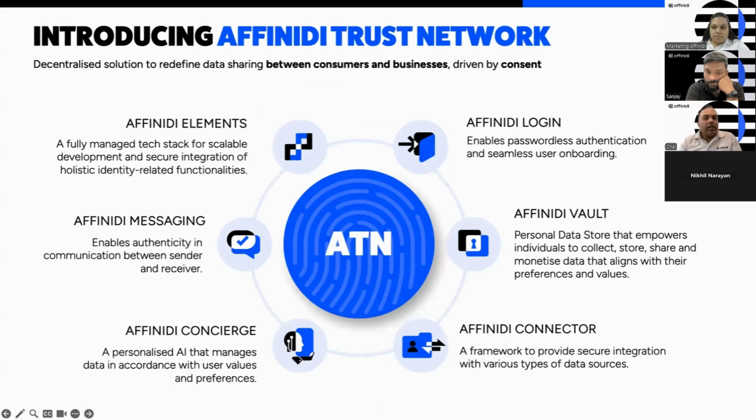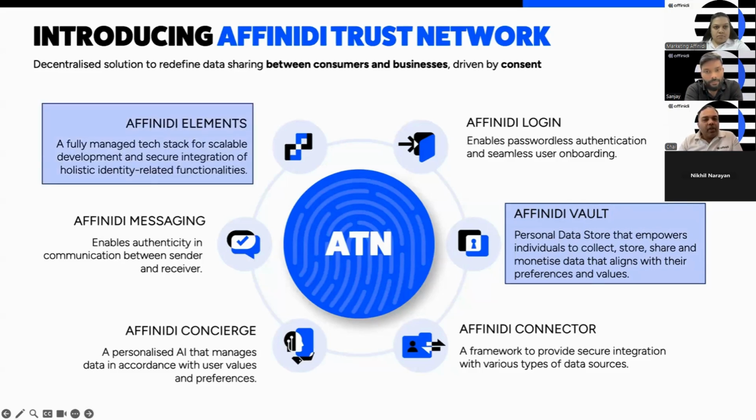So we have talked about the open standards and everything. At Affinity, we are building the Affinity Trust Network, which is powered by a suite of tools and product services that bring our vision of holistic identity. At the core of ATN, the Affinity Trust Network, is Vault, the Affinity Vault. That's on the right side of your image. Vault essentially is a personal data store. We have been talking about personal data stores. It empowers collecting, storing, and sharing of data in a consent-driven manner.